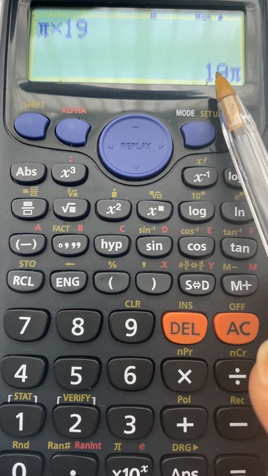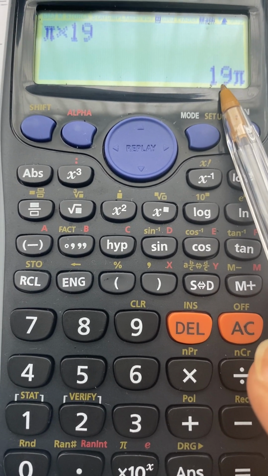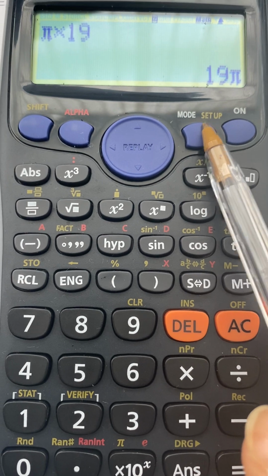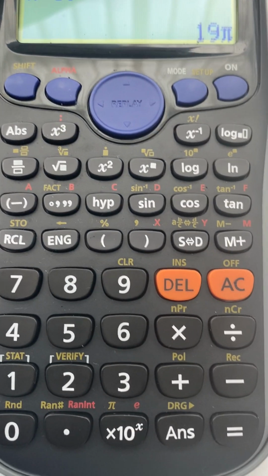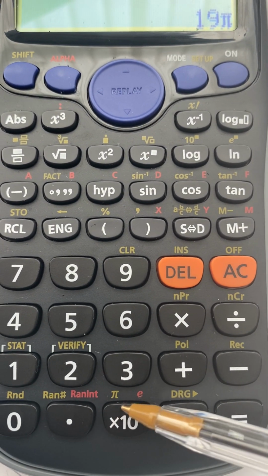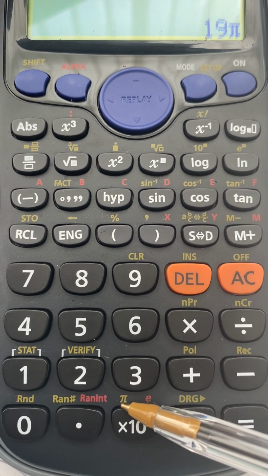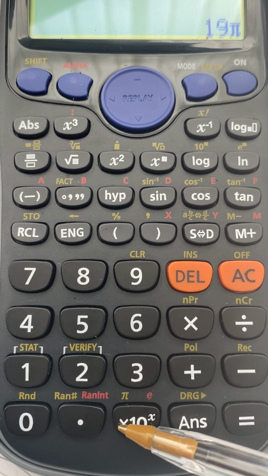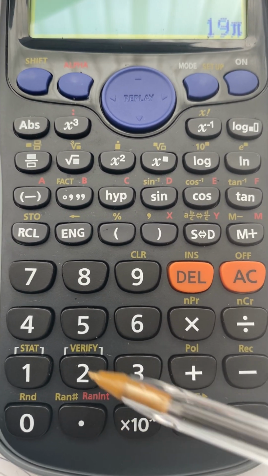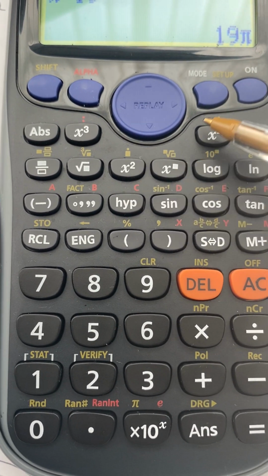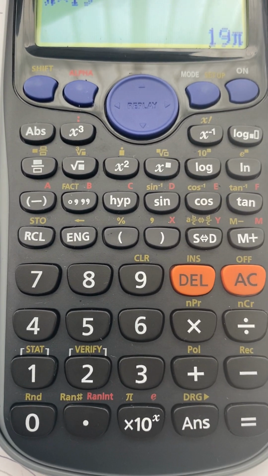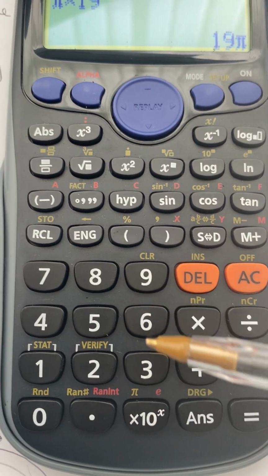If they ask you to find the actual answer, then you have to set up your mode to give you the decimal answer. But at the moment, I'm just interested in showing you how to find pi on the calculator and how to use the function.